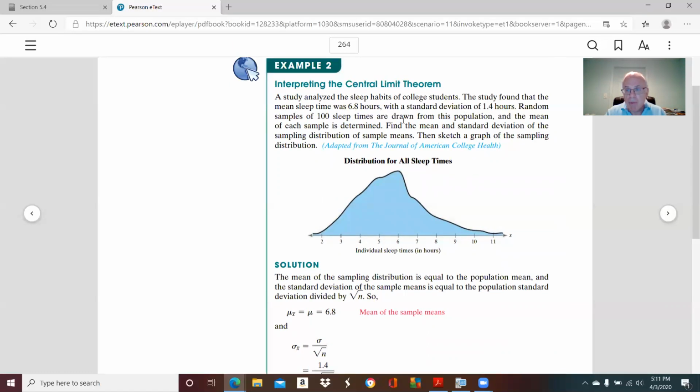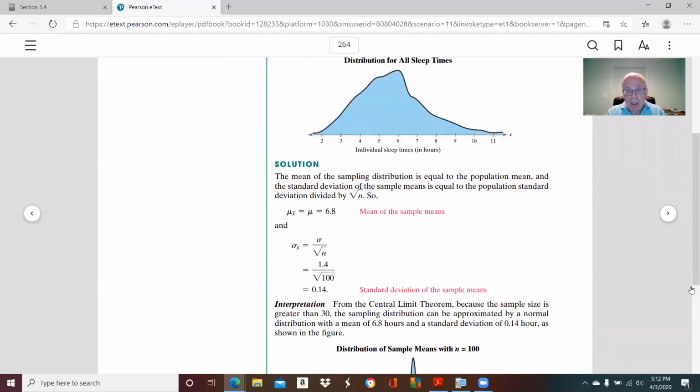So that means n, small n, the sample size, is equal to 100. And the mean of each sample is determined. Find the mean and standard deviation of the sampling distribution of sample means. Well, suppose this unusual shape here is the shape or distribution of the population of sleep times. It's definitely not normal looking. It looks like it's skewed to the right, or what we can call positively skewed. So what can we say about samples of size 100?